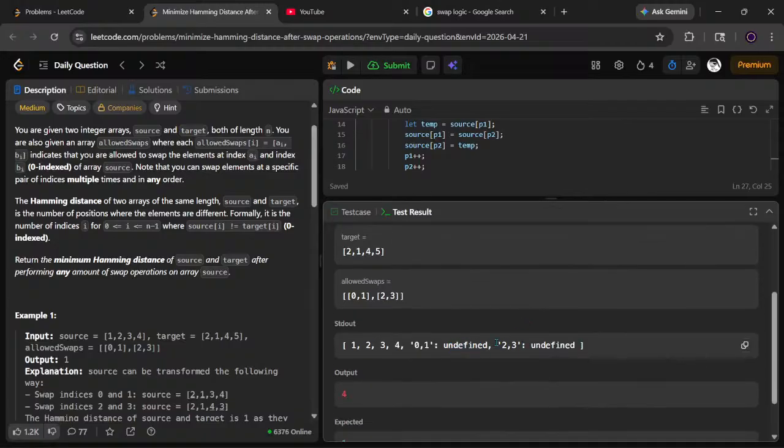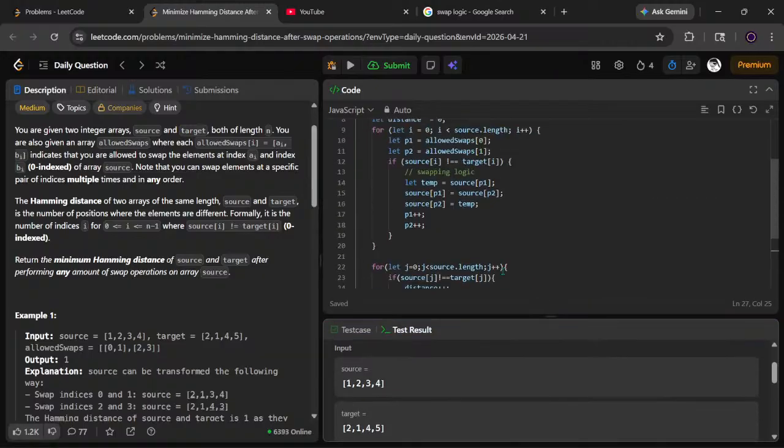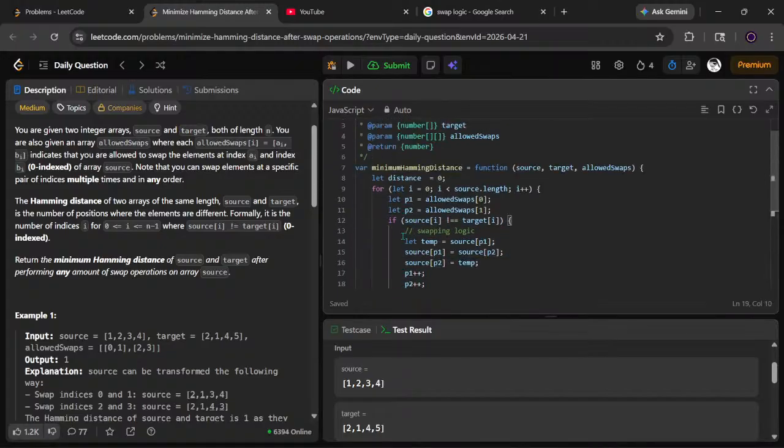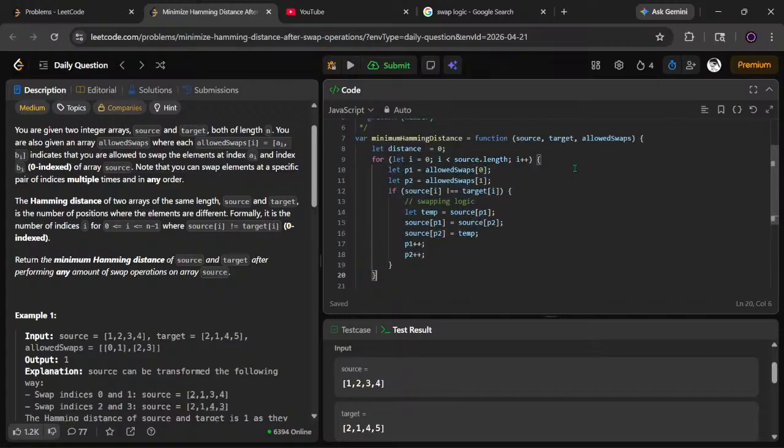Wow, we are getting undefined. What the hell is this? What is this, bro? If this swap did something wrong, how can we take the index of this and put it here, any idea?